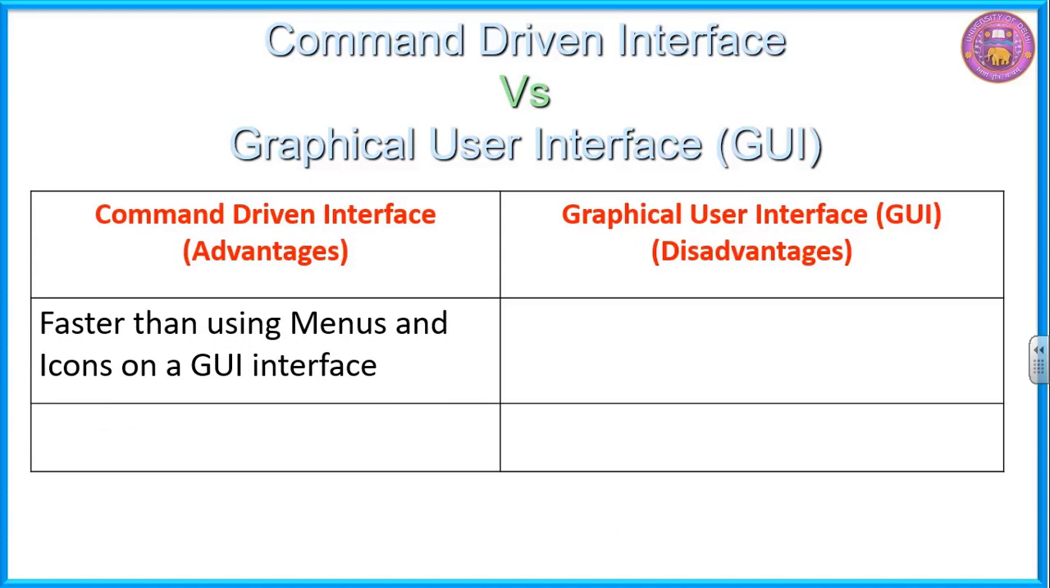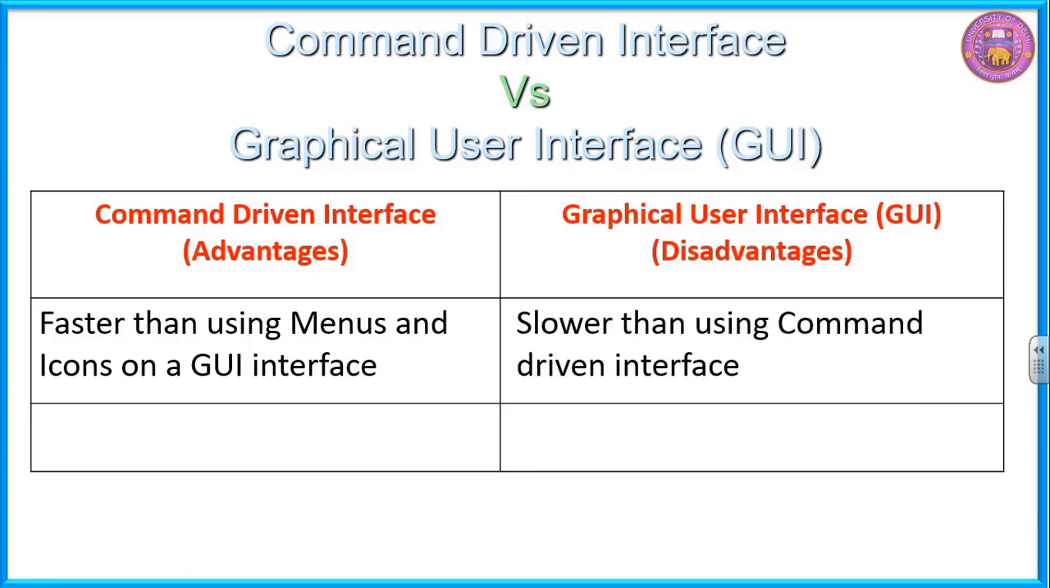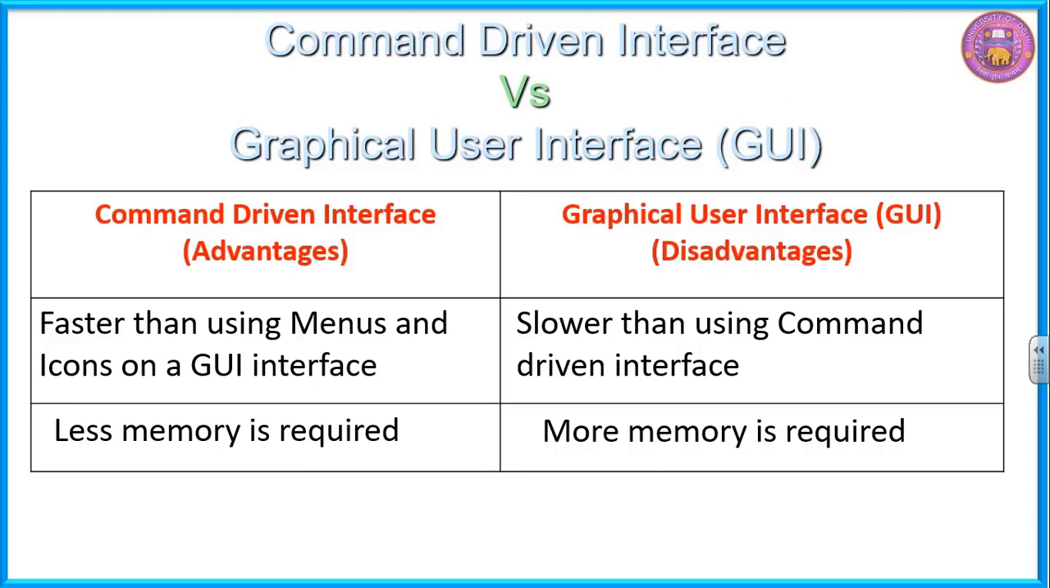Command-driven interfaces are faster than using menus and icons on a GUI. Graphical user interfaces are slower than using command-driven interfaces. Command-driven interfaces require less memory, whereas more memory is required in the case of graphical user interfaces because they contain a number of images.